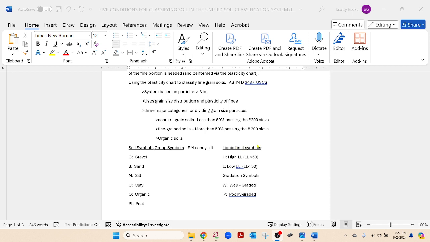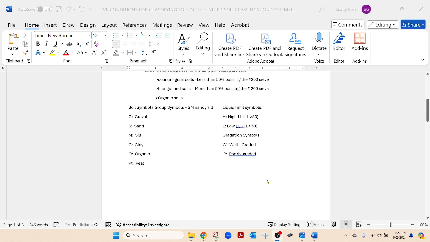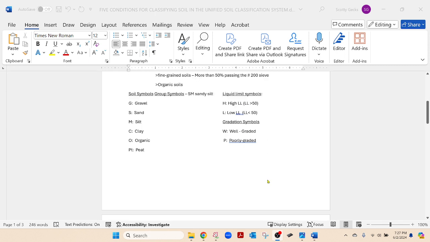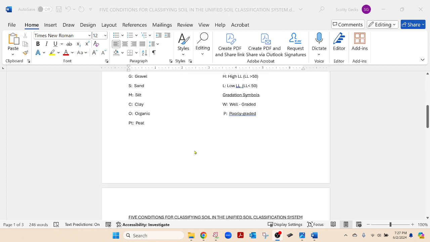Liquid limit symbols: H designates a high liquid limit, greater than 50. L is a liquid limit that's less than 50. They're calling it gradation symbols, and that sounds right to me: well graded and poorly graded. Those are symbols. And there are group symbols. A group symbol would be GW, that'd be well graded gravel, or SW, well graded sand, and so forth.